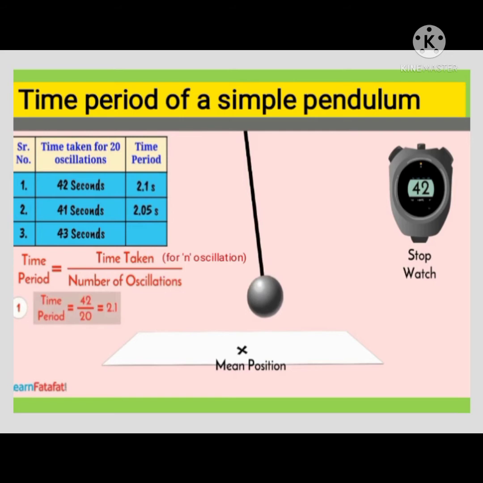Repeat this activity a few times and record your observations. By dividing the time taken for 20 oscillations by 20, get the time taken for one oscillation, or the time period of the pendulum. Is the time period of your pendulum nearly the same in all cases? Note that a slight change in the initial displacement does not affect the time period of your pendulum.